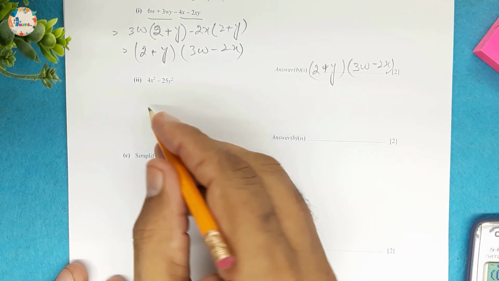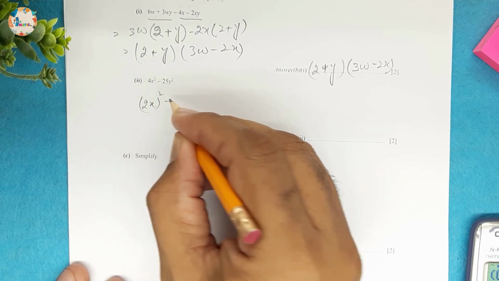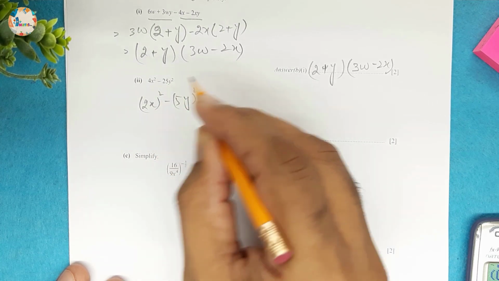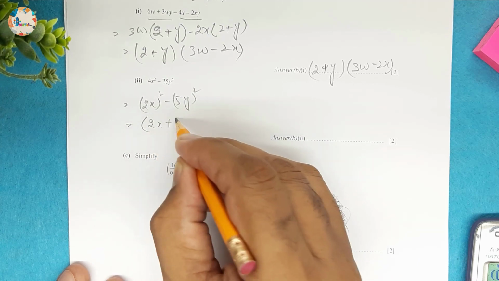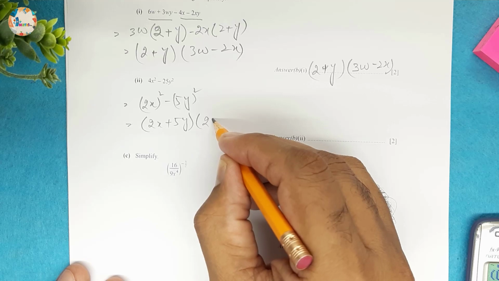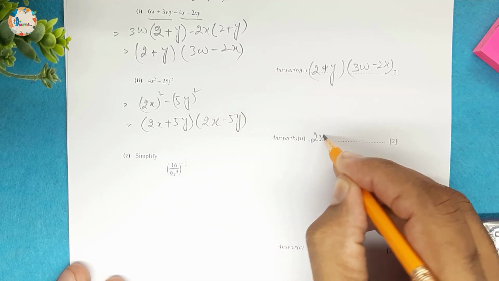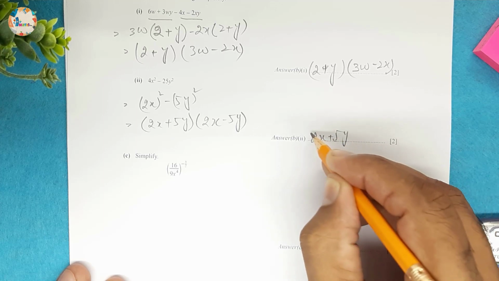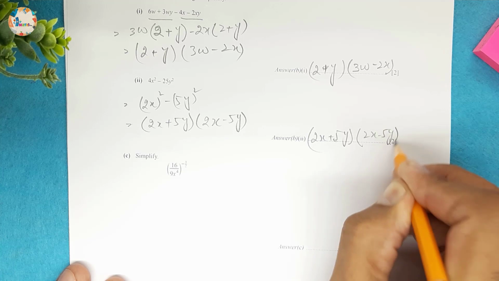Second part, we have to factorize this one, so we can write 2x whole square minus 5y whole square. So a square minus b square will be a plus b, 2x plus 5y, and a minus b, 2x minus 5y. This will be the answer, 2x plus 5y, and second part will be 2x minus 5y.